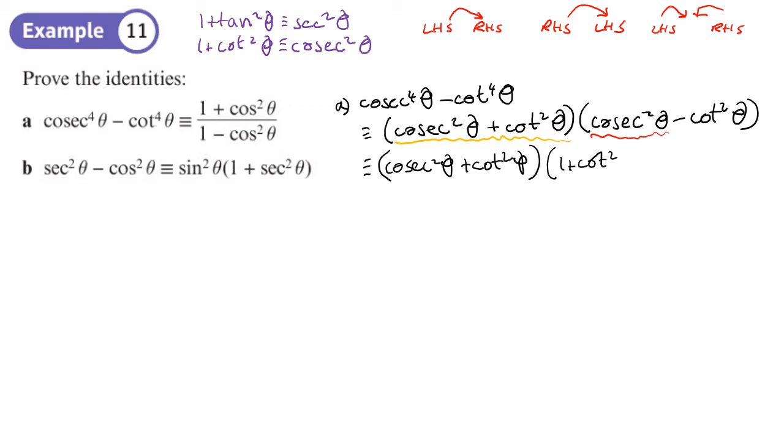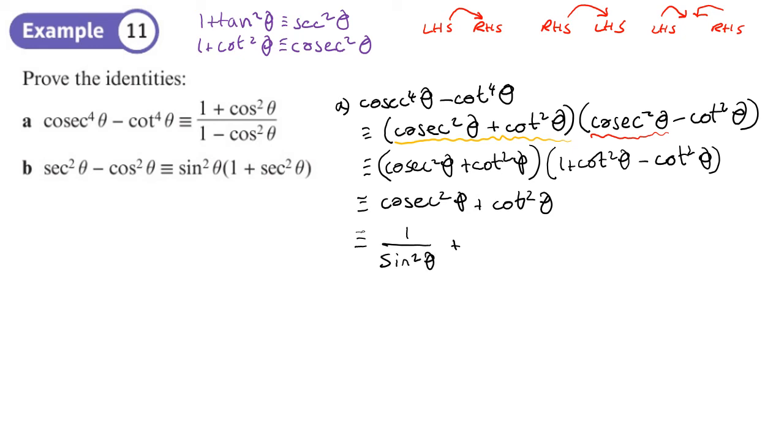minus, let's tidy that up, minus cot squared theta. So you can see the second bracket just becomes 1. That just leaves you with cosec squared plus cot squared. Right, we need to introduce cos somehow. Now, what have we got? Cosec squared is 1 over sine squared, and we might be able to do something with that. And cot squared is cos squared over sine squared.